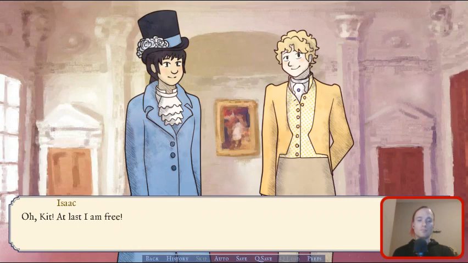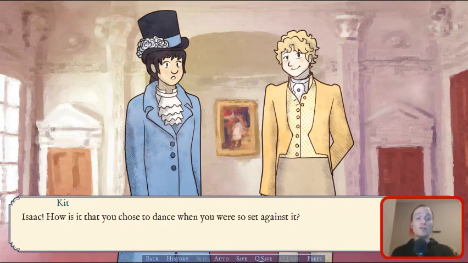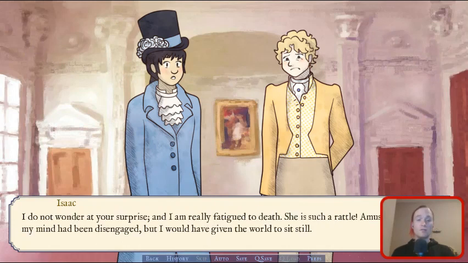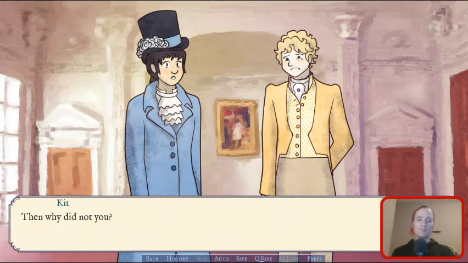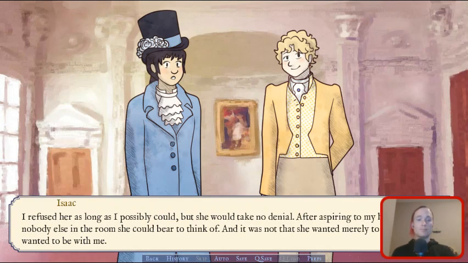Oh, Kit, at last I am free. Isaac, how is it that you choose to dance when you were so set against it? I do not wonder at your surprise, and I am really fatigued to death. She is such a rattle, amusing enough if my mind had been disengaged, but I would have given the world to sit still. Then why did not you? I refused her as long as I possibly could, but she would take no denial. After aspiring to my hand, there was nobody else in the room she could bear to think of. And it was not that she wanted merely to dance. She wanted to be with me.